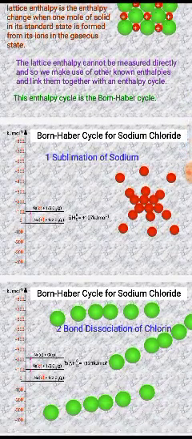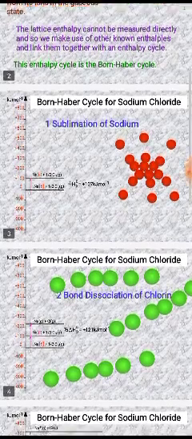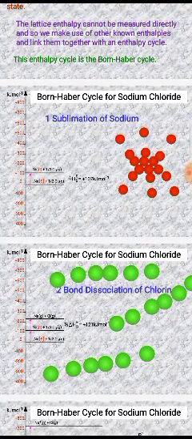Let us see the Born-Haber cycle, which is shown on the slide. See the example of sublimation of sodium. In this case, sodium and one half Cl2 in the gaseous state combine, and there is a formation enthalpy of 107 kilojoules per mole.